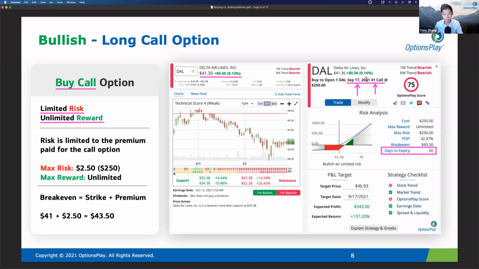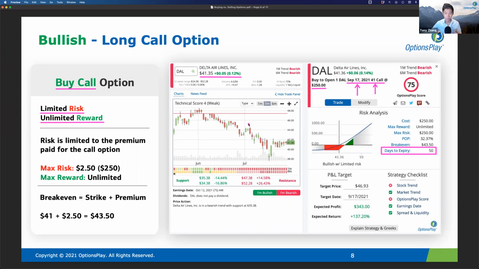So over the next 50 days, the buyer has the right to purchase the stock at $41 anytime before September 17th. The buyer in this particular case has to pay $2.50 per share. And remember, each contract represents 100 shares. So $2.50 per share multiplied by 100 shares means paying the seller $250 to enter into this contract. Does that make sense? Please type 4 into the chat window if that makes sense to you.